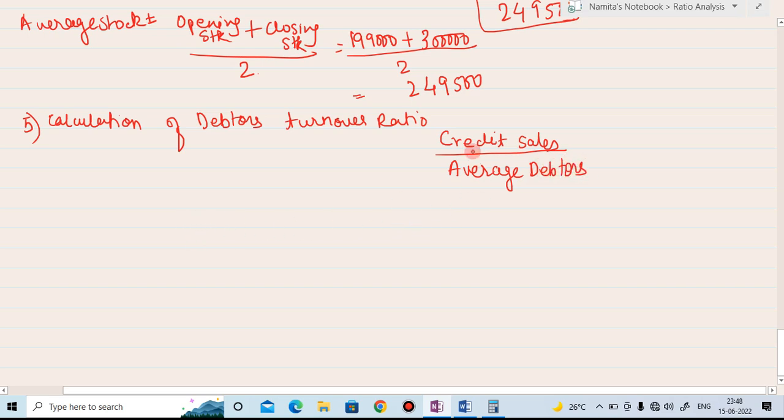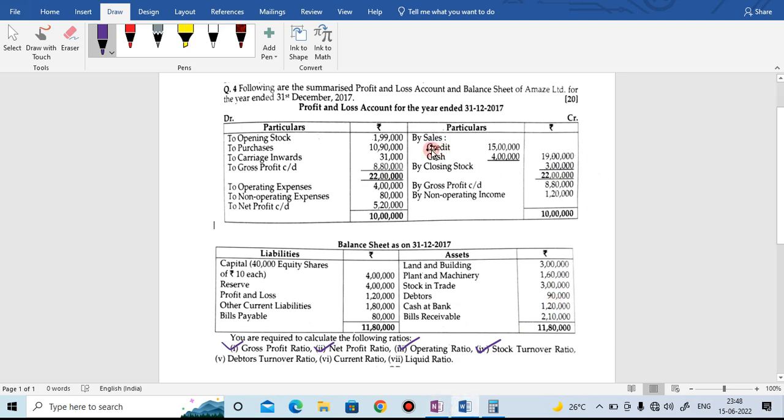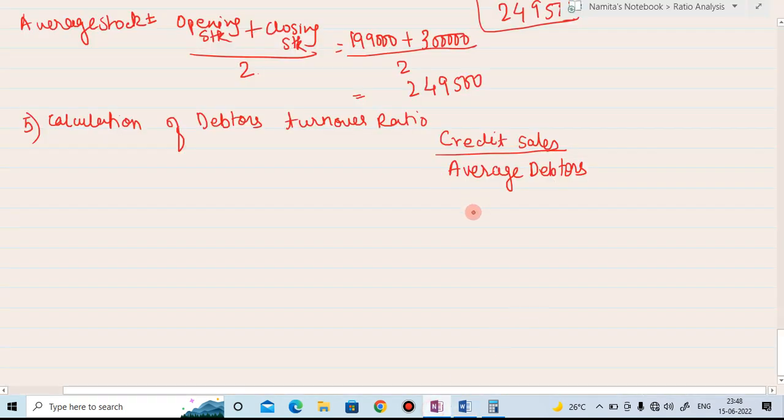Now see, credit sale: here sales are given. Total sales are how much? 19 lakh rupees. Out of this 19 lakh rupees, 15 lakh is credit sale, and in cash 4 lakhs. So if we want to find the debtors turnover ratio, we have to take the credit sale amount. So credit sale amount is 15 lakh rupees.